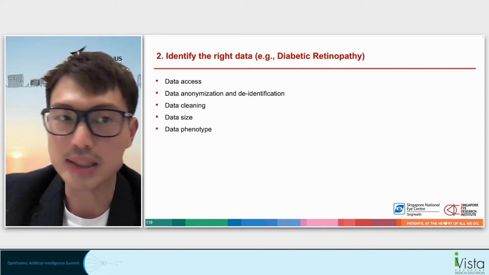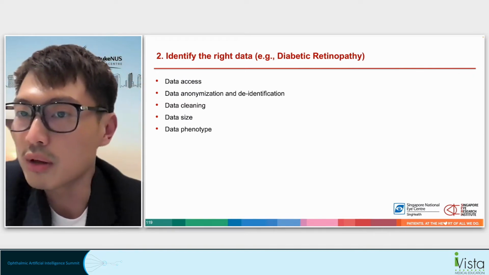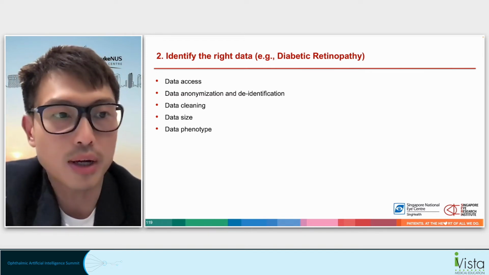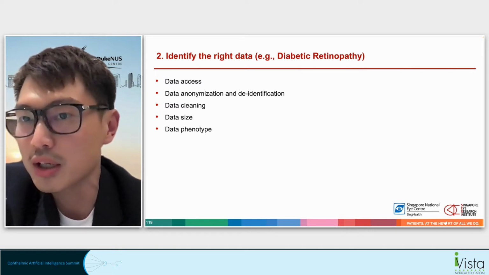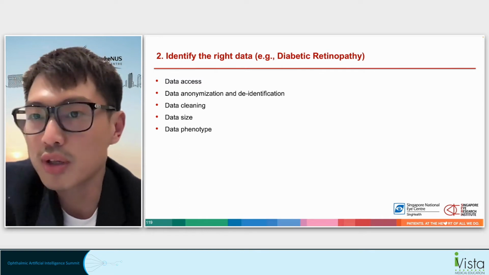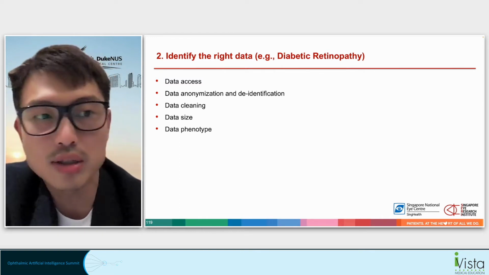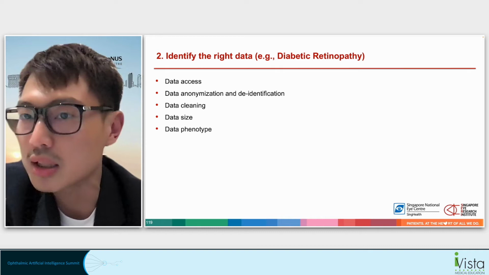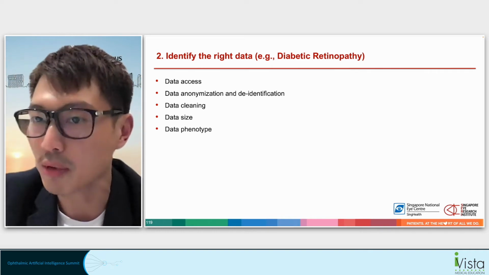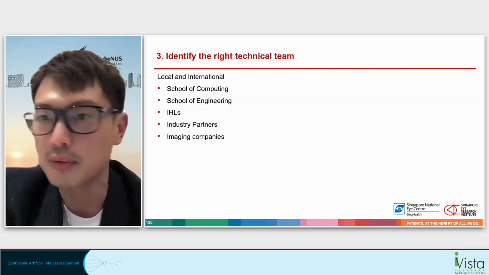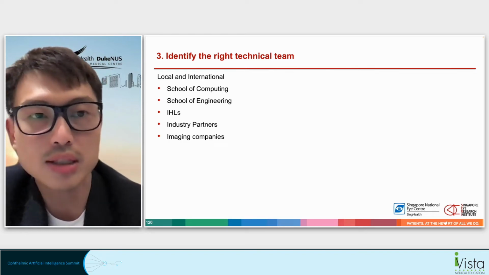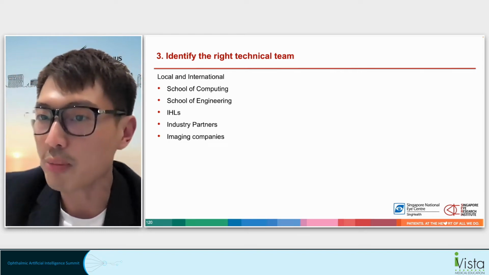And if you look at the right data, the rubbish in, rubbish out phenomenon is something that we should always avoid, and I can't emphasize this point enough. If you were to access the data, different hospitals and different countries will have different regulations. How do you anonymize the data? How do you clean them? What size are we talking about to build a robust AI algorithm? What is the phenotype of the data that we need in order to not just develop, but also validate and even test?